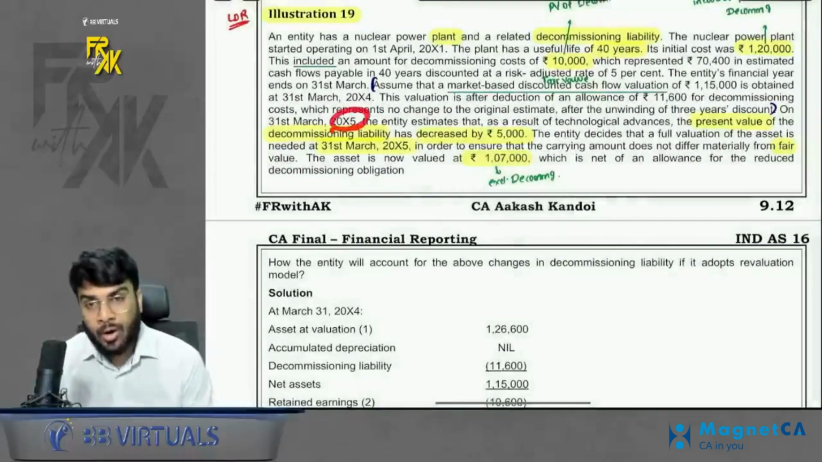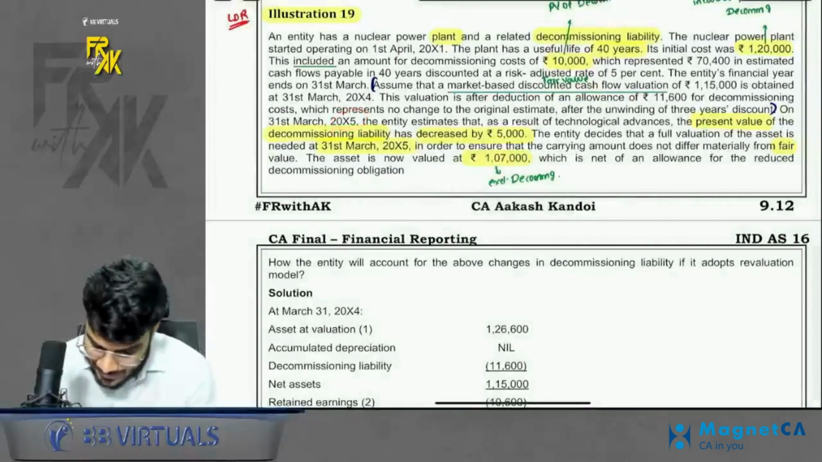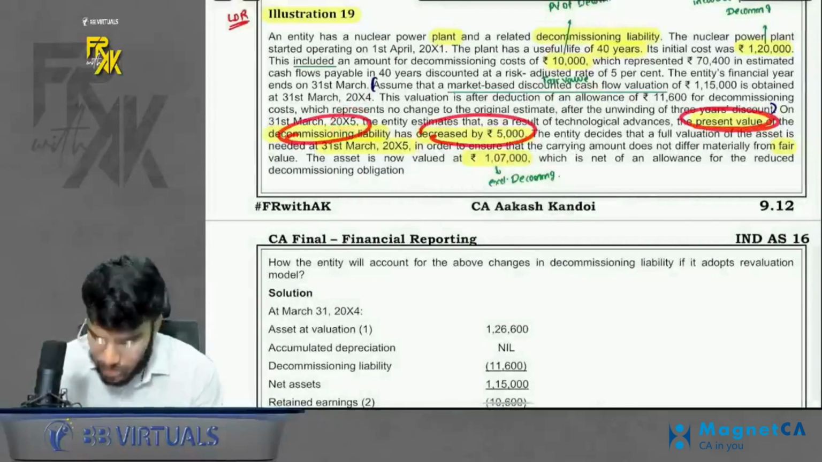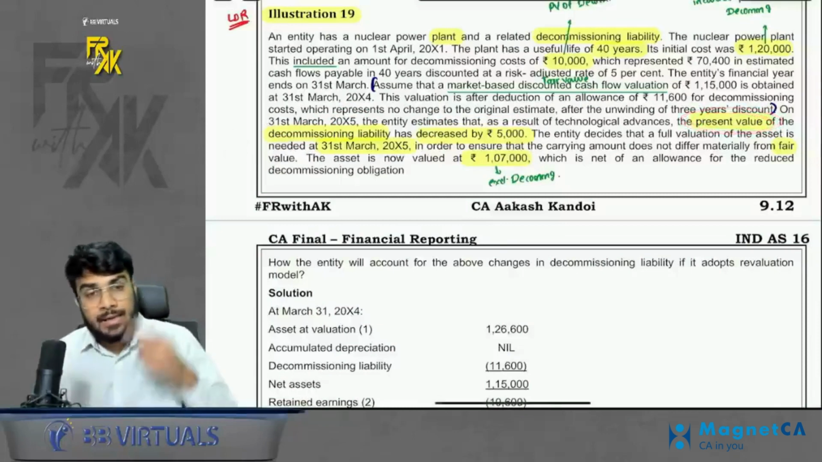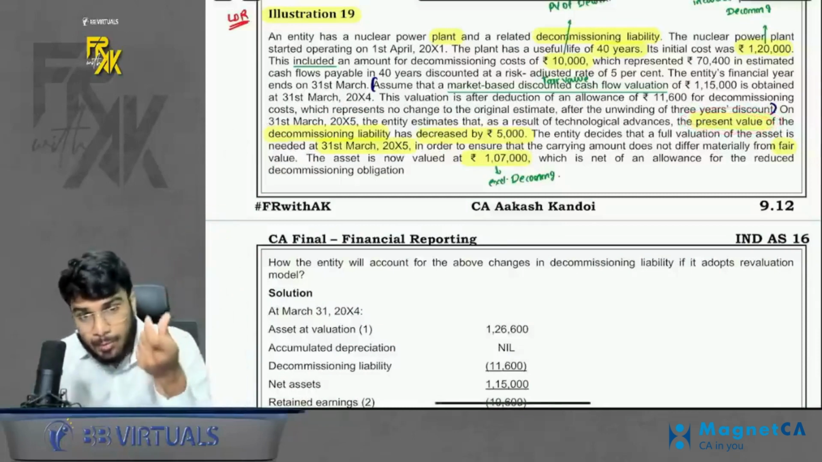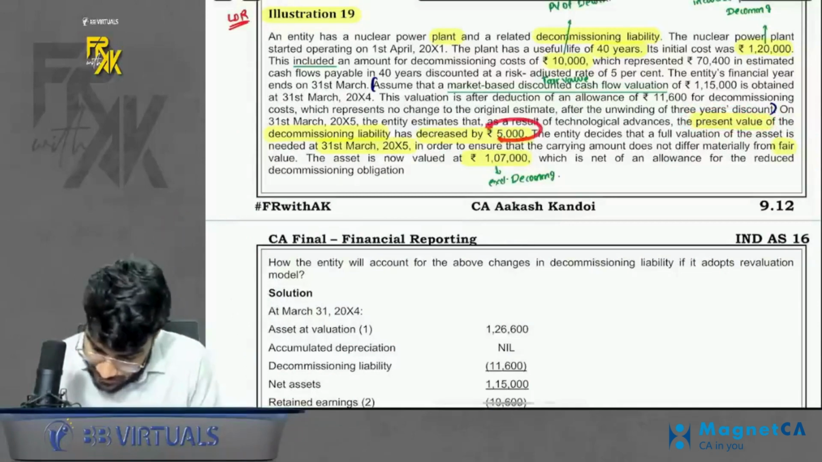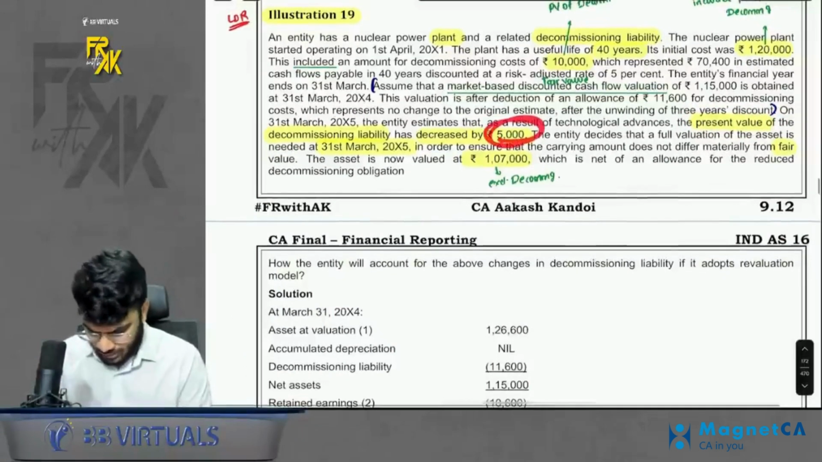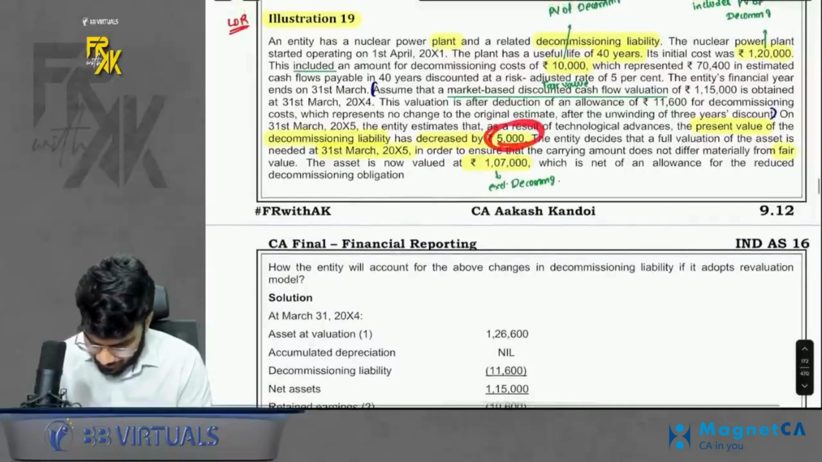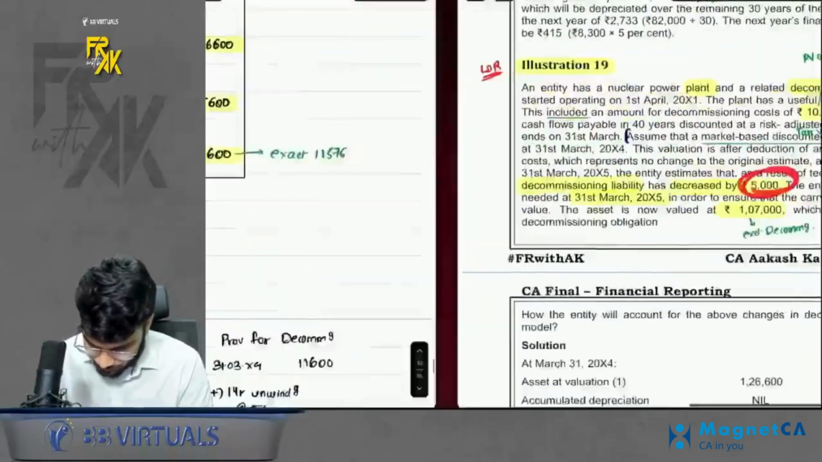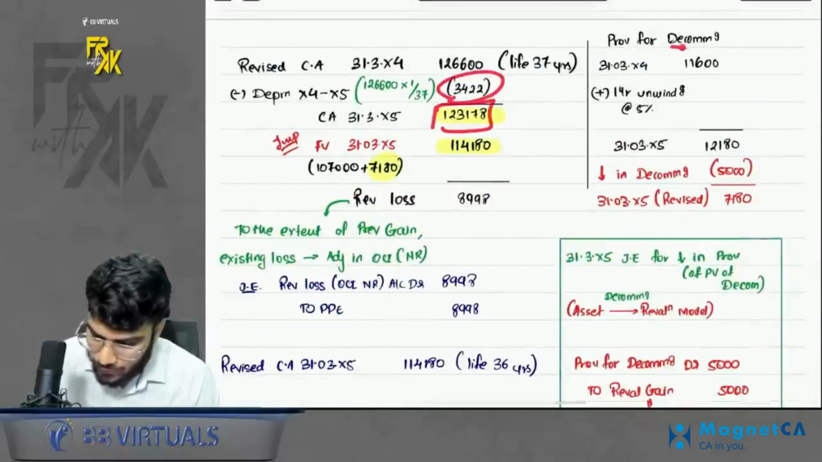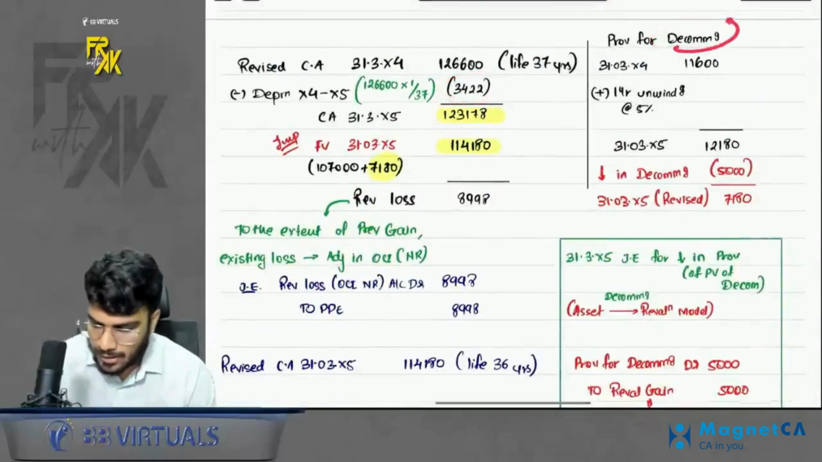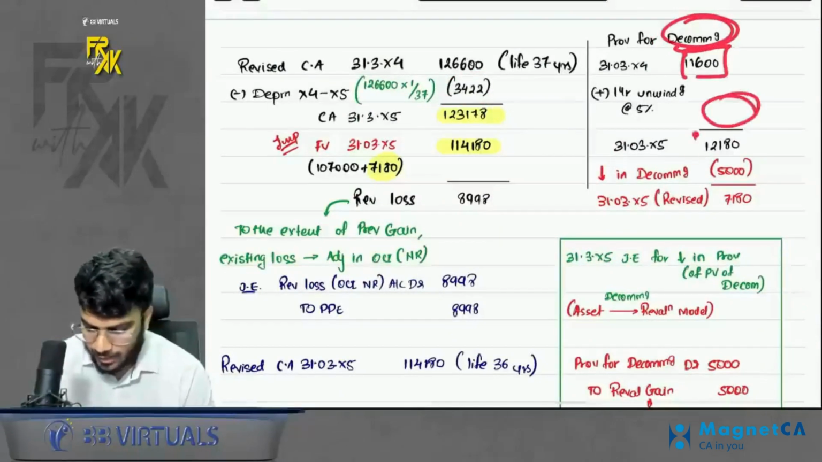Now what happens later on? After 1 year, on 31st March 15, it says that the present value of decommissioning reduced by 5,000. Here directly the amount of reduction is given. In illustration number 13, we had to compute the increase or decrease amount. Here it is directly given. So we will give the effect in the next year. We first came 1 year ahead by depreciating the asset, and we also came 1 year ahead for the decommissioning amount. So we unwound the interest for 1 year.